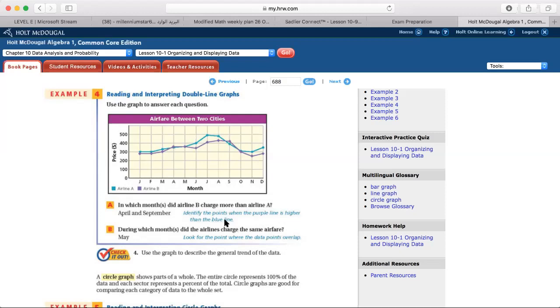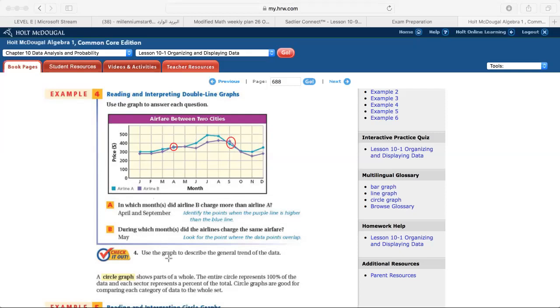So where is the purple higher than the blue? Here I have one. At A first, you see it here? Here I have another one. You see here? The purple is above the blue. And here at S, yes, as you said, Tala, the purple is above the blue. So April and September.